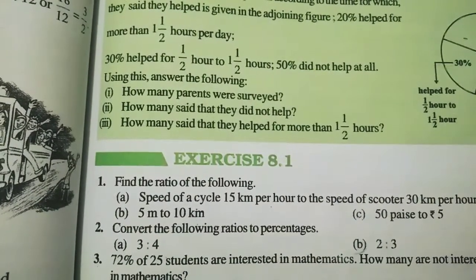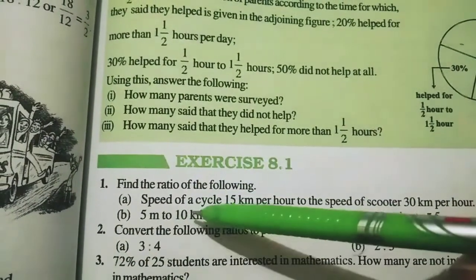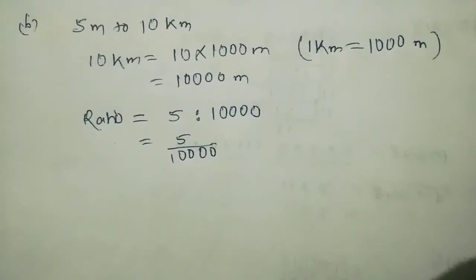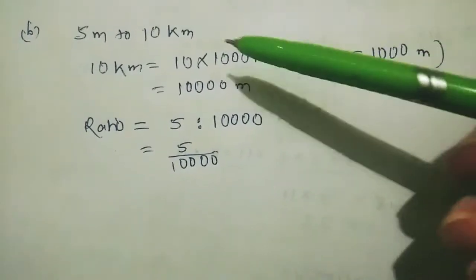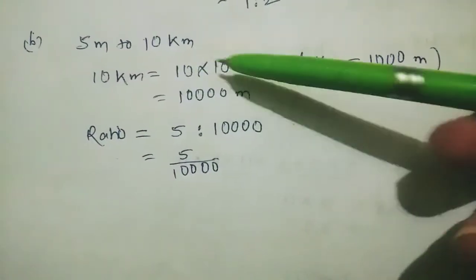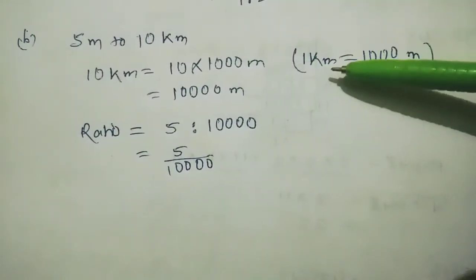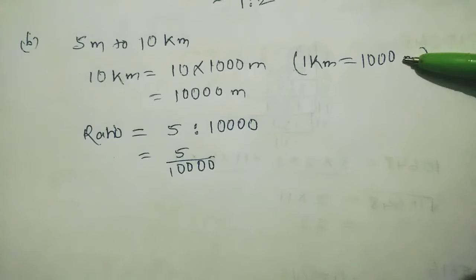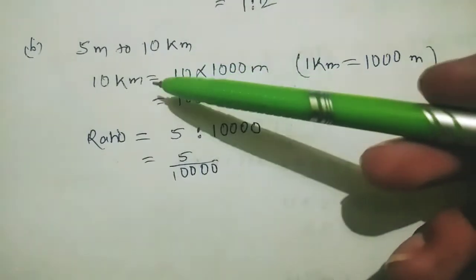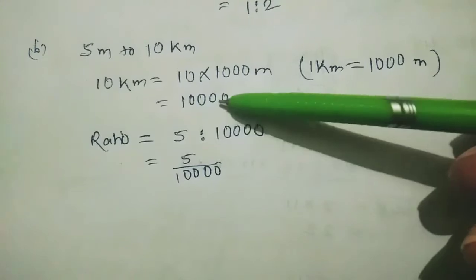Okay. So here I will convert kilometer into meter, then I will find the ratio. Here you can see 5 km to 10 km. So first of all you have to convert the 10 km into meter. So 10 into 1000, because you have to write the reason: 1 kilometer equal to 1000 meter. You know this. So you have to multiply by 1000 to convert kilometer into meter. So it is 10,000 now.